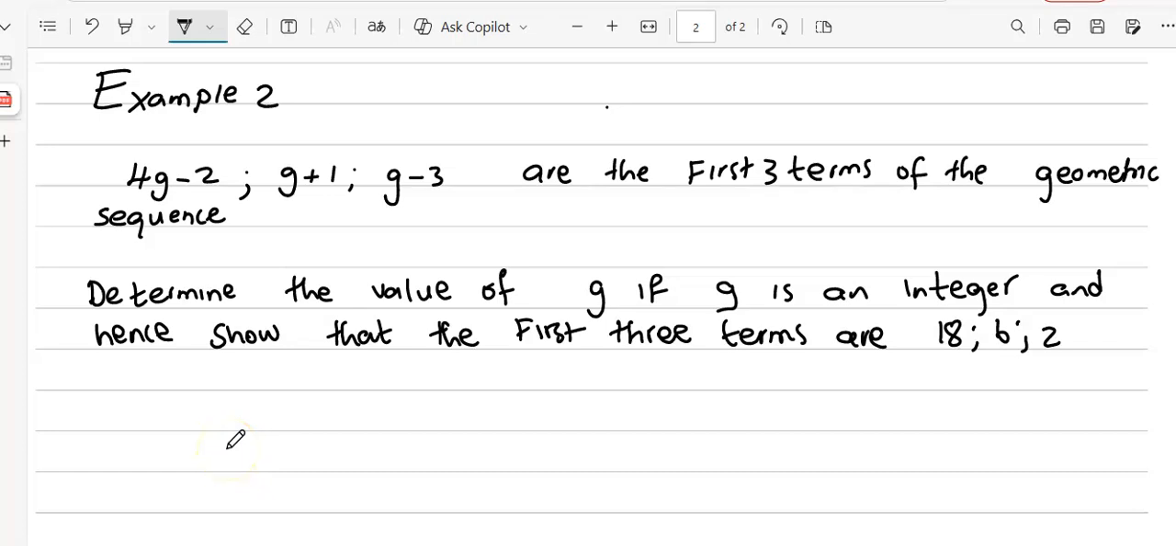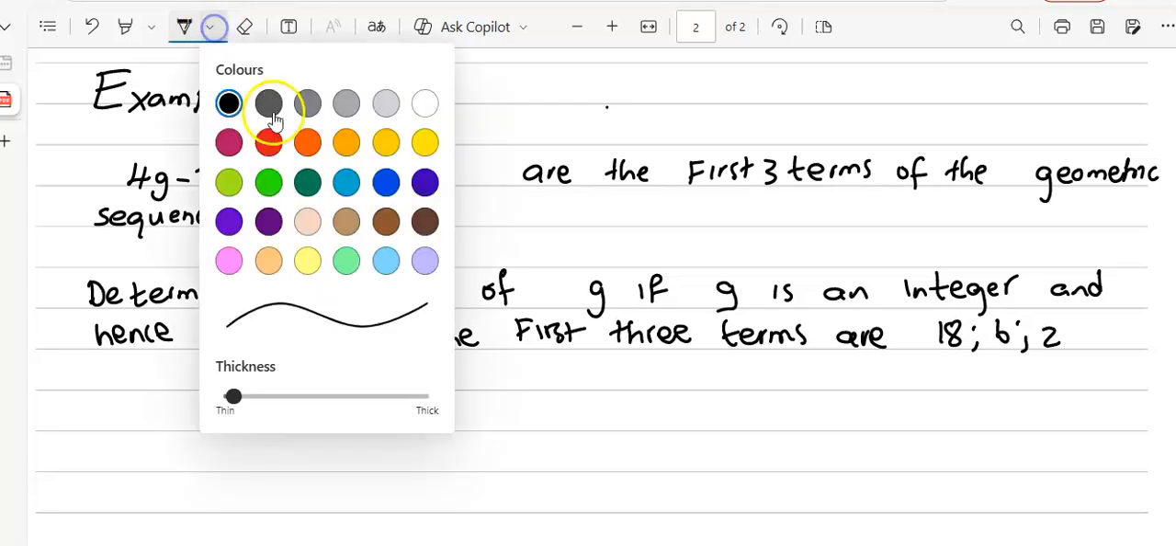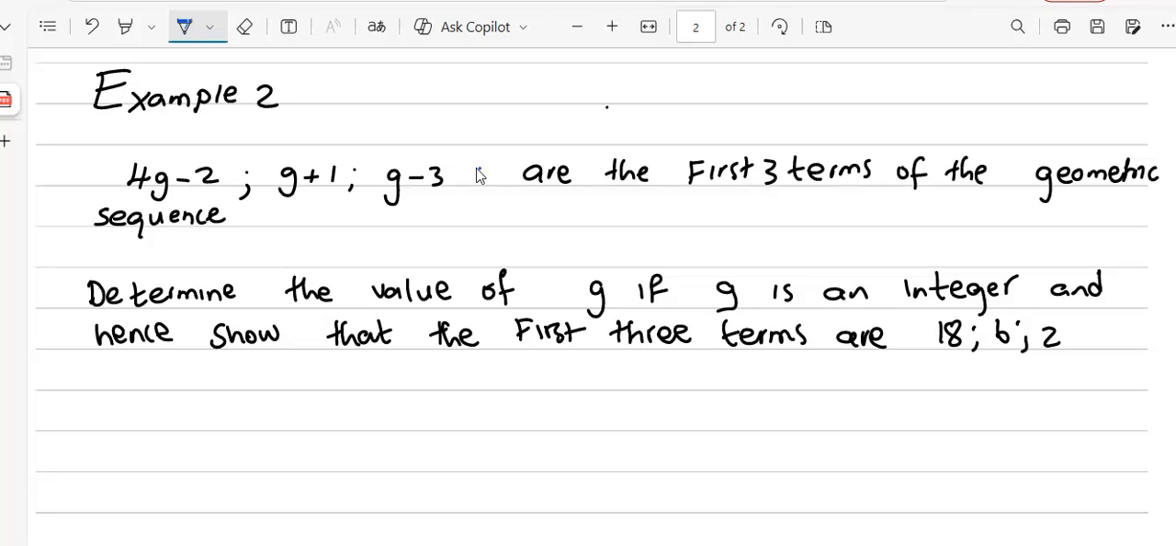Grade 12, on this lesson 3. Let's look at what we have here. We are given 3 terms of a geometric sequence. The first term, this is my term number 1, and my term number 1 is given as 4g minus 2.